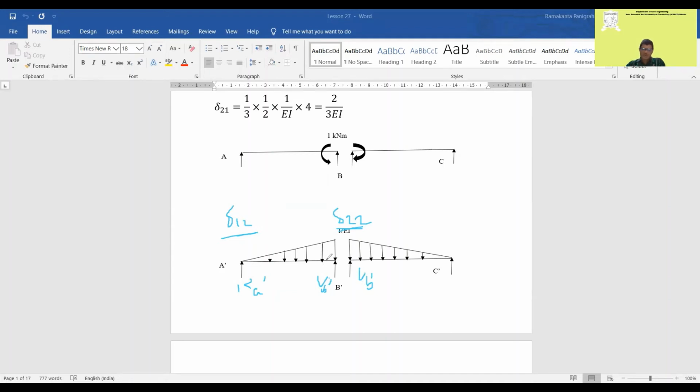Now we will combine, add both these things. That will be the theta here. The total here will be from this span plus from this span. They will combine. Just find the value.